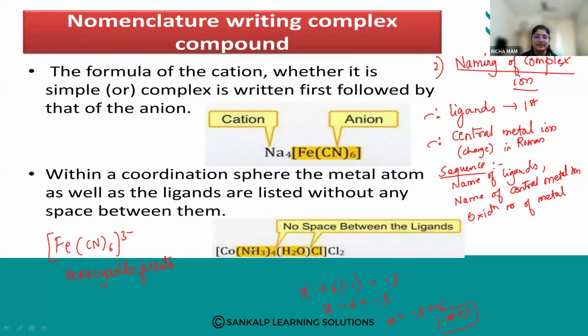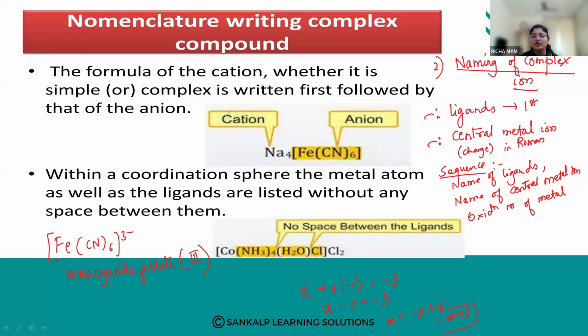It is plus 3. So it is 3. Got it? Like this you have to follow. So hexacyanidoferrate(III). So first one, what was the first rule?